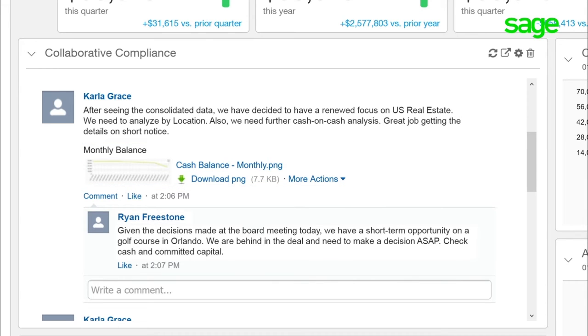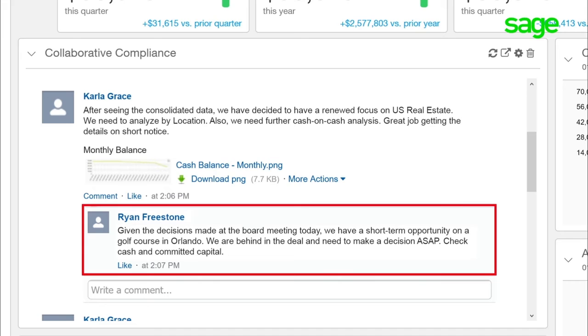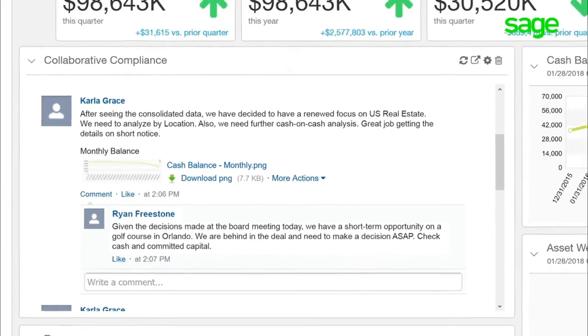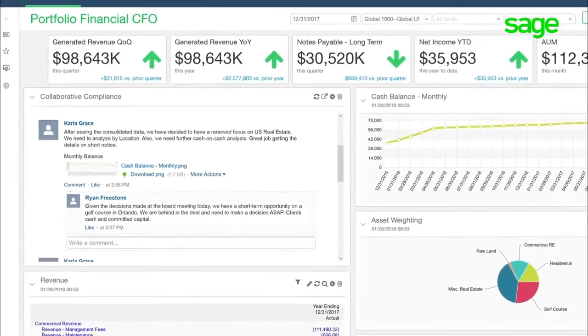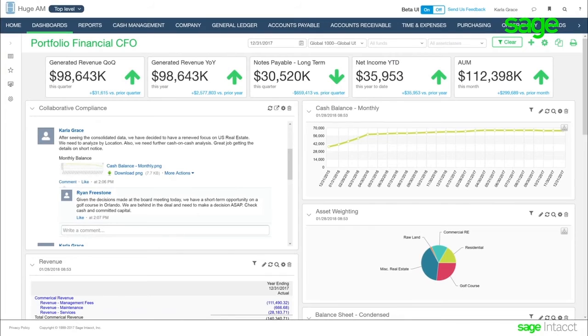A follow-up note from the Chief Investment Officer says, given the decisions made at the board meeting today, we have a short-term opportunity on a golf course in Orlando. We're behind in the deal and need to make a decision ASAP. Check cash and committed capital. A year from now, when the board is discussing why they shifted focus, they can replace recollections and speculation with a documented decision and audit trail.